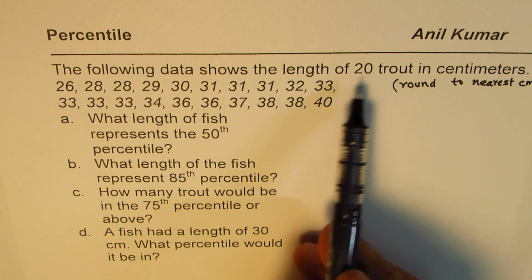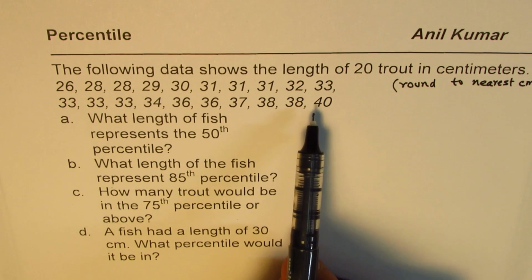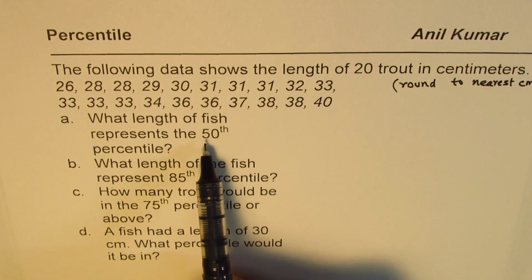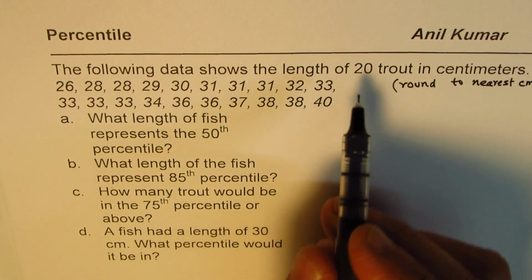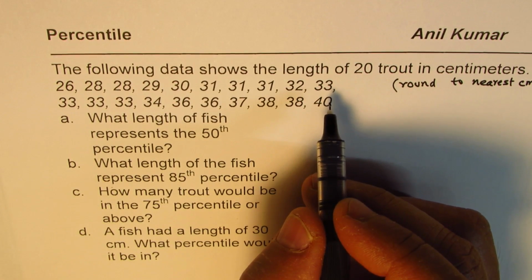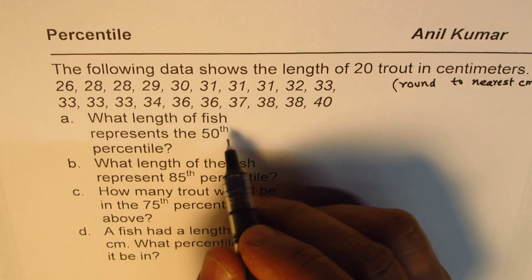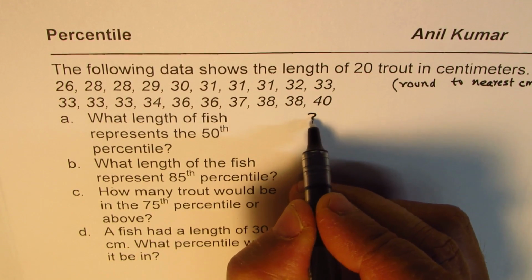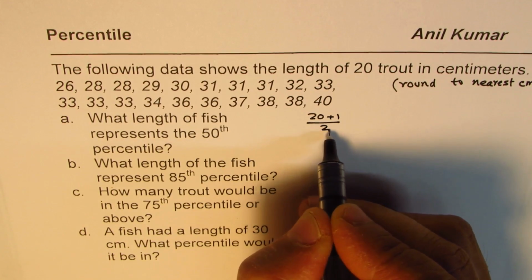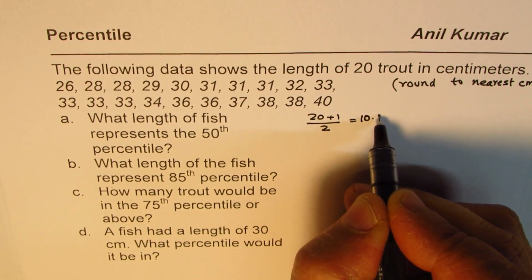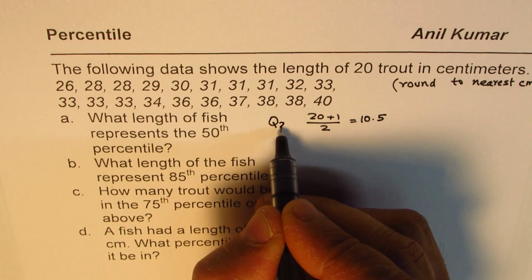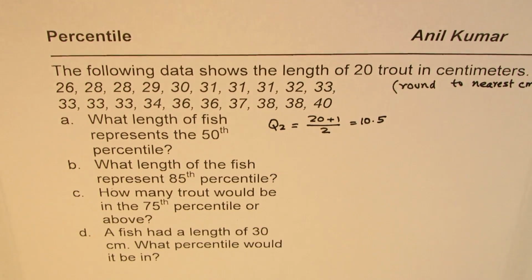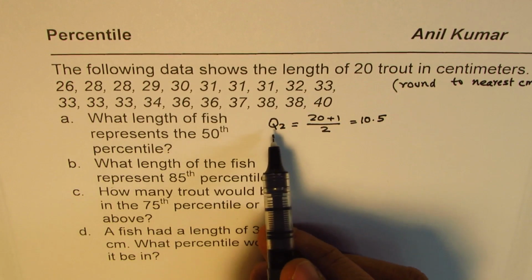Now in this we have 20 numbers. Now 20 is an even number. To find the 50th percentile, we have to find the middle value. So what you do is you divide n plus 1 by 2 to find the center value or the median in this particular case. If you do 20 plus 1 divided by 2, you get 10.5. So we're trying to find the middle value, which is also the second quartile, Q2. This is for the 50th percentile. So the second quartile is the same thing.